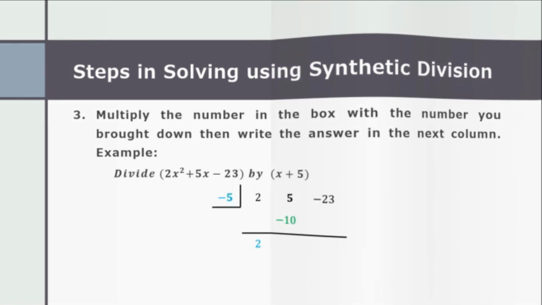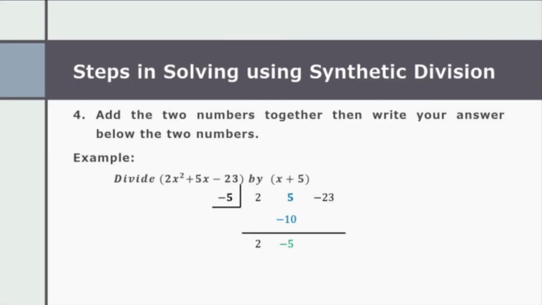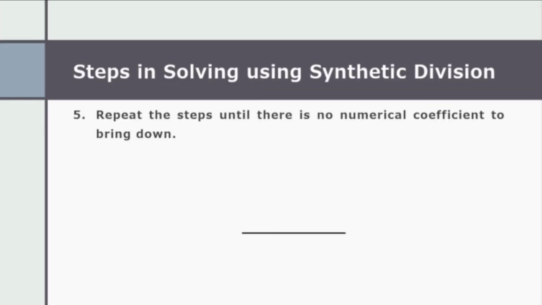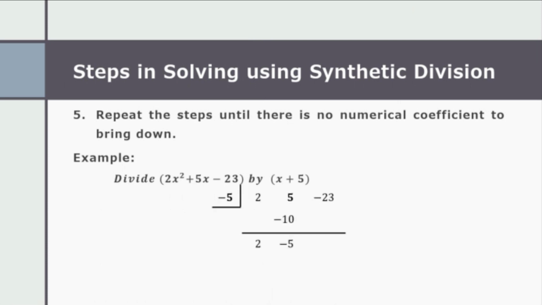Step number 4, add the two numbers together, then write your answer below the two numbers. So we have 5 and negative 10. If we add them, the answer would be negative 5. Step number 5. Repeat the steps until there is no numerical coefficient to bring down. So we stop at negative 5.